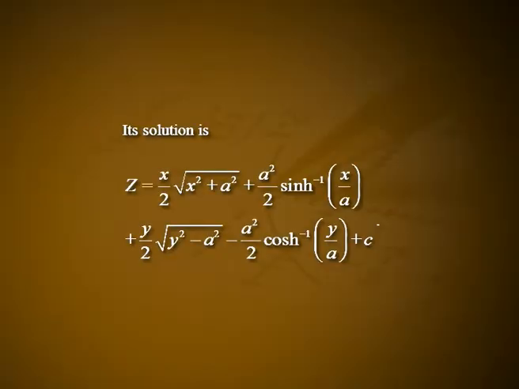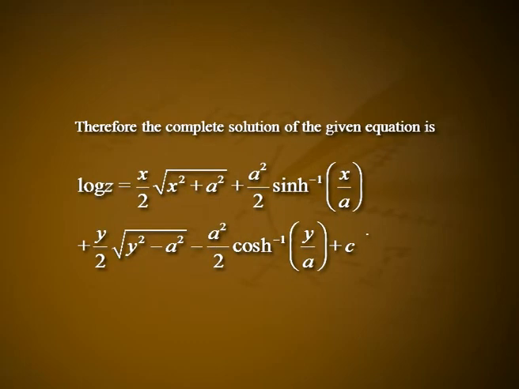Its solution is capital Z equals x by 2 into square root of x square plus a square, plus a square by 2 sin h inverse of x by a, plus y by 2 into square root of y square minus a square, minus a square by 2 into cos h inverse of y by a, plus c. Therefore, the complete solution of the given equation is log z equals x by 2 into square root of x square plus a square, plus a square by 2 into sin h inverse of x by a, plus y by 2 into square root of y square minus a square, minus a square by 2 into cos h inverse of y by a, plus c.